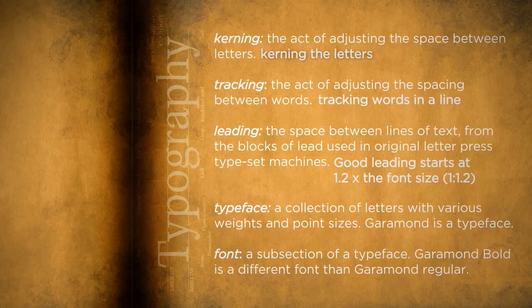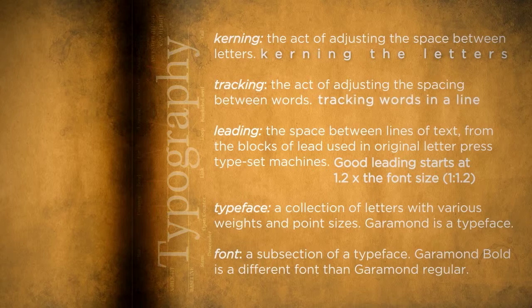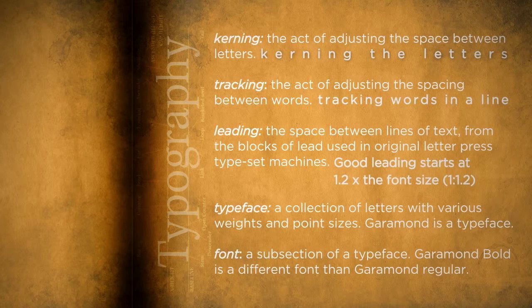Kerning is the process of adjusting the spacing between individual letters, while tracking is a similar process but is used for lines of words. Leading is the space between lines of words and references original practices of using lead blocks in between rows of letters in a press. Good leading starts at a ratio of 1 to 1.2.